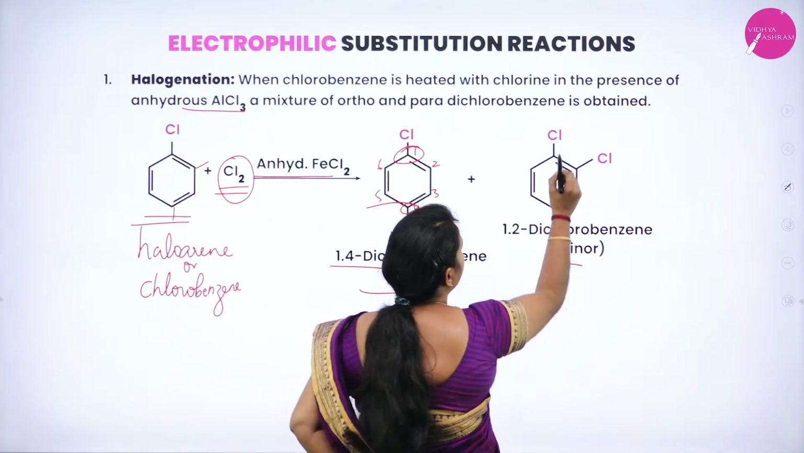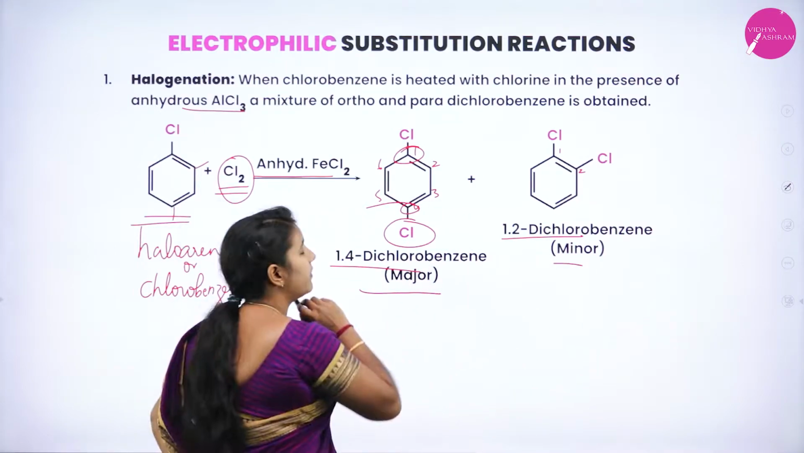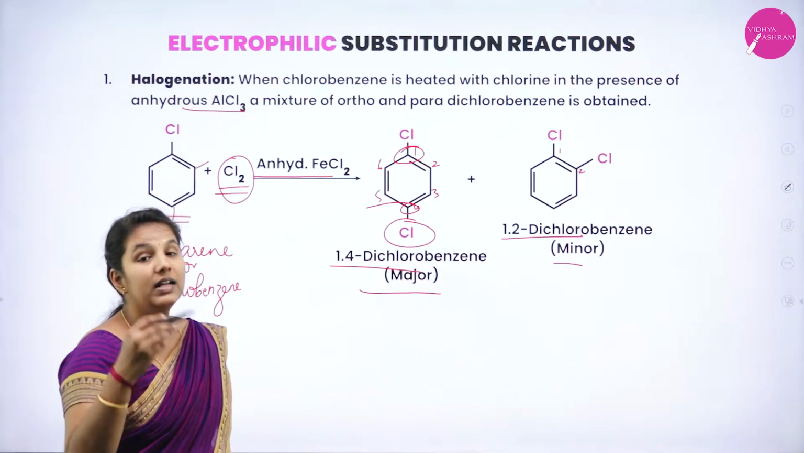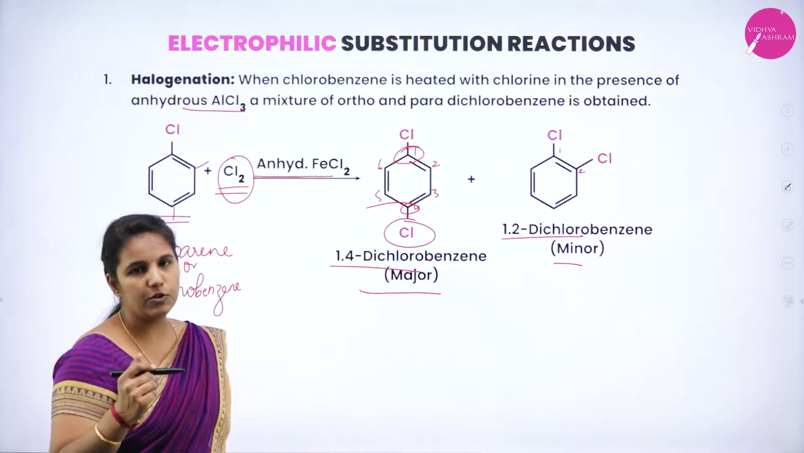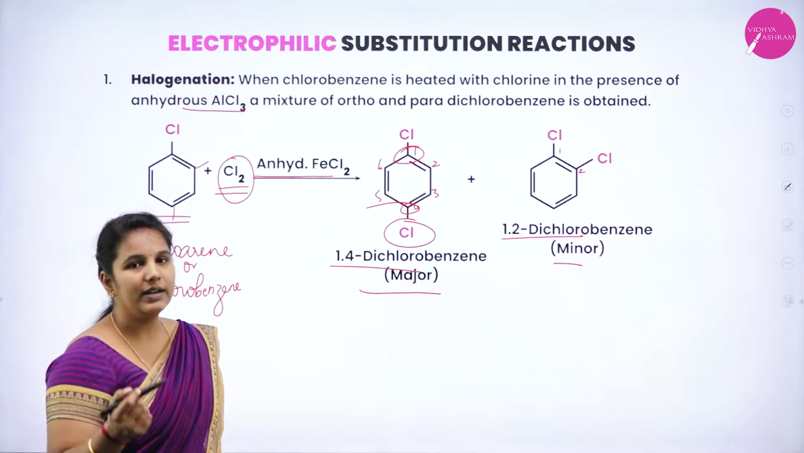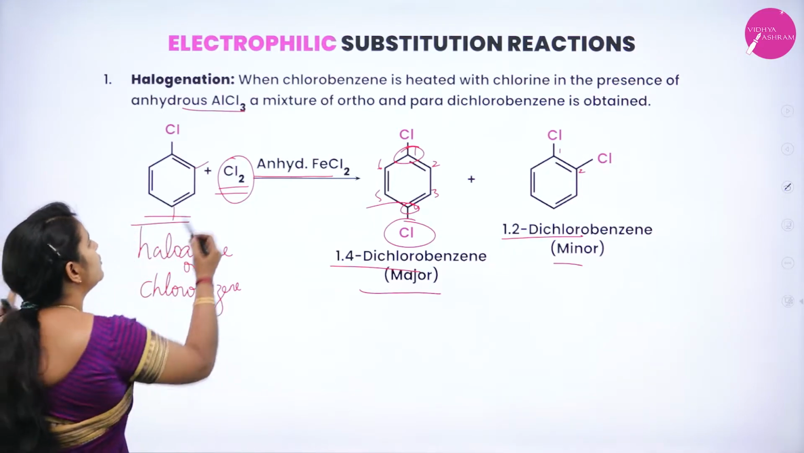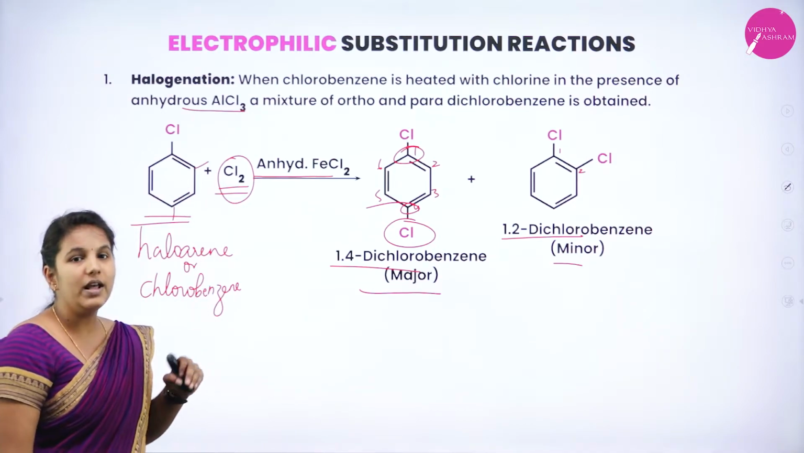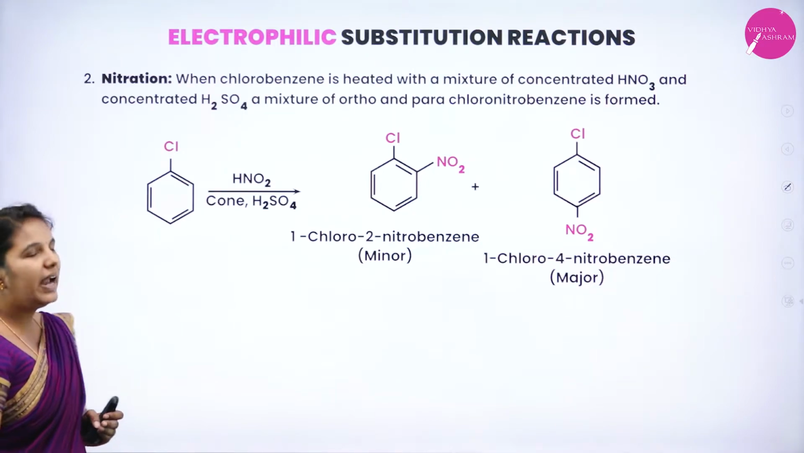Similarly, you can see that it is 1,2-dichlorobenzene, where the electrophile can easily get attracted towards the ortho and the para position. Thereby, it forms a dichlorobenzene. And this process of adding a halogen atom, hence it is known as what? Halogenation.